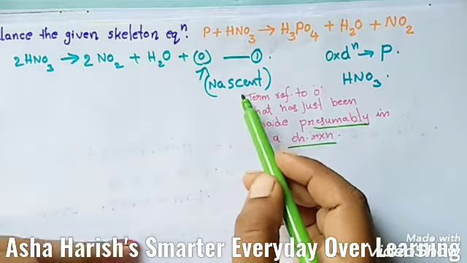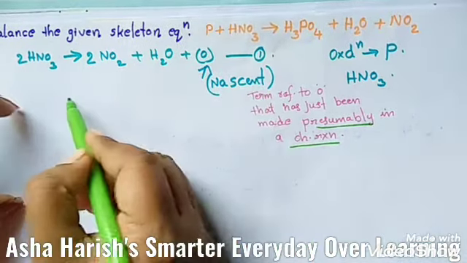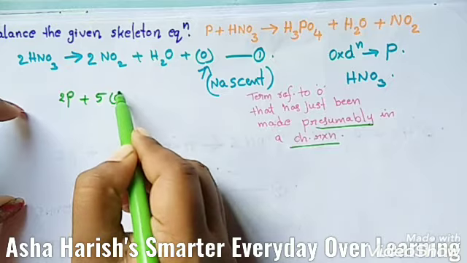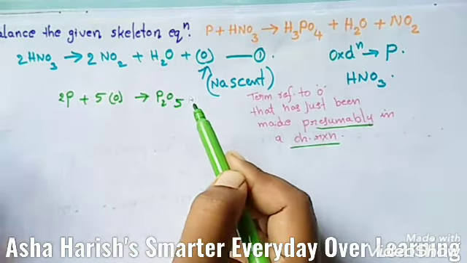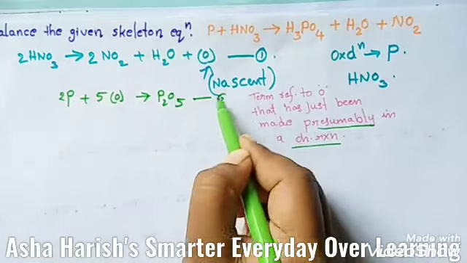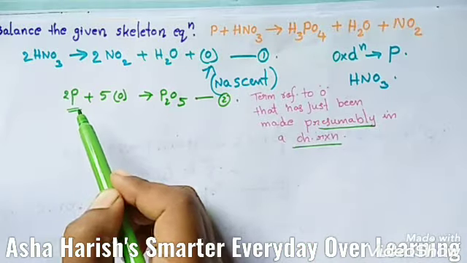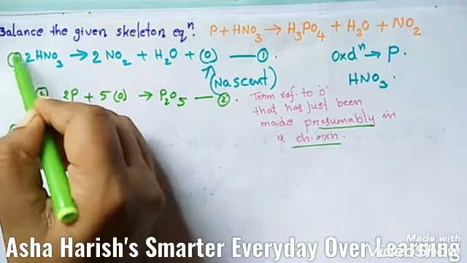Now, nascent oxygen oxidizes phosphorus to phosphorus pentoxide. Here, 2P plus 5 oxygen atoms gives rise to P2O5. This is phosphorus pentoxide, equation number 2. Here, the oxidation of phosphorus is done. Okay, now step 3; this is step 2, this is 1.